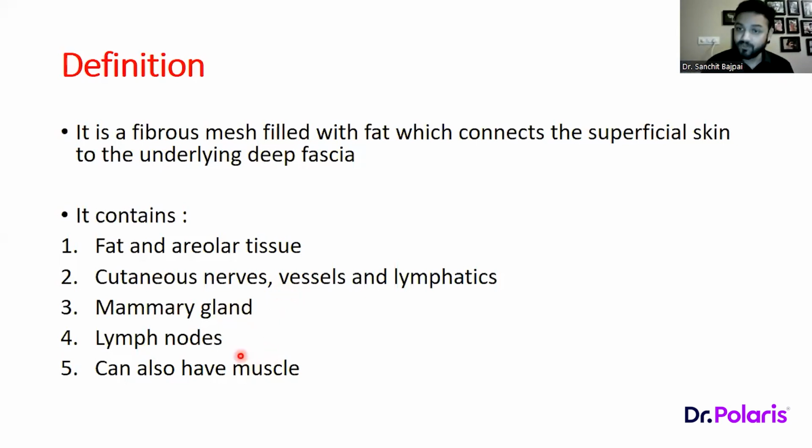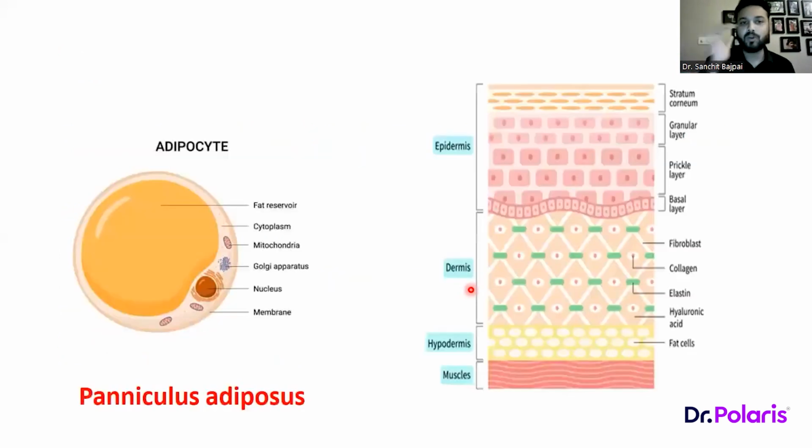They also have lymph nodes because there are lymphatics. They will definitely drain into something that's called a lymph node. And they can also have a muscle. So I'll tell you what exactly are modifications of superficial fascia. So you'll understand what muscles are there in superficial fascia later on, right? Okay. Now you know what is the definition, what contents are there inside the superficial fascia. Now we move on to understanding these contents.